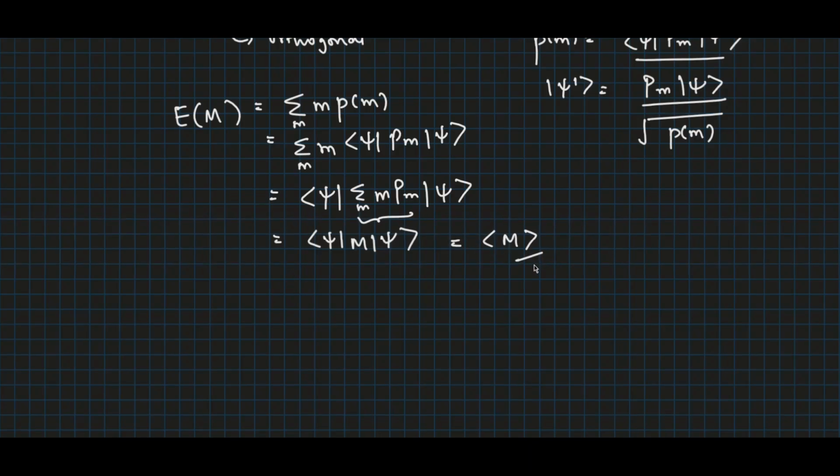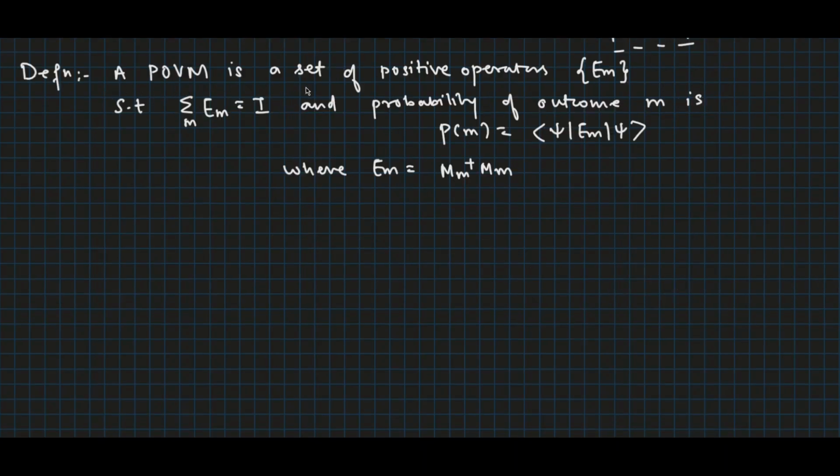which can also be written in this notation. Now, if you are not interested in the post-measurement state, we can use a mathematical tool known as POVM formalism, where POVM stands for positive operator valued measure. So by definition, a POVM is a set of positive operators E_m such that summation E_m is equal to I, and the probability of outcome m is given by p(m) equal to the average value of E_m, where E_m is equal to M_m dagger M_m, where M_m is our measurement operator.